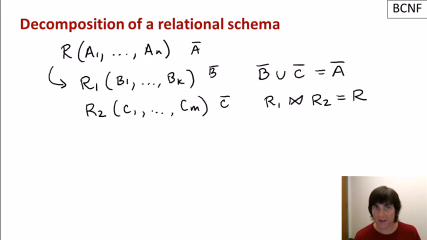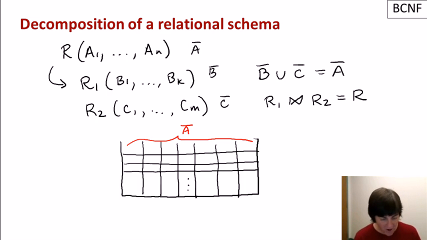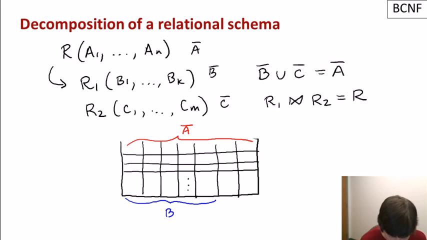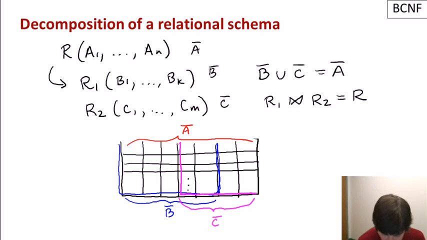So let me draw this pictorially. Here's our relation R, and all of R's attributes together are the A attributes. And then we're going to decompose R into R1 and R2. Let's say this first set of attributes here are the B attributes, and the second bunch of attributes here with some overlap are the C attributes. Now R1 consists of this portion of R, and the purple part here is R2. So clearly the B and C attributes are equal to the original attributes, and then the join of R1 and R2 gives us R.